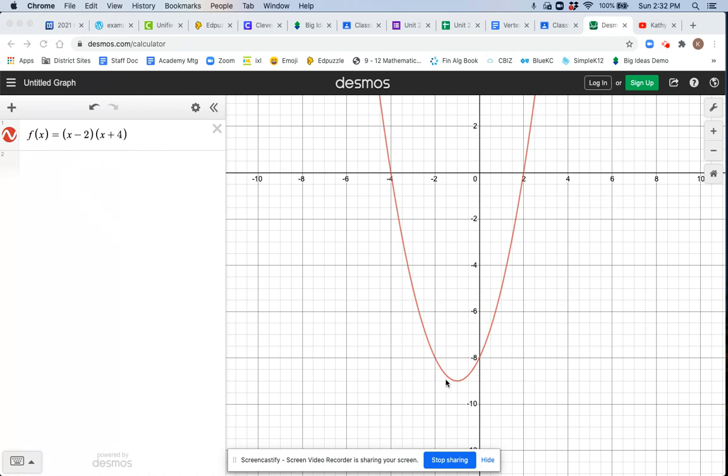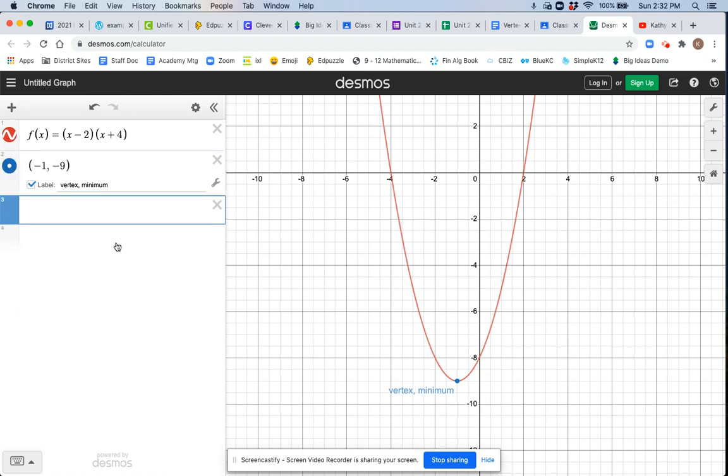So first of all, let's do our vertex like we've been doing. So we click on the vertex, and we see that it's the point -1, -9. So we write that down over here, and we label that point. So -1, -9, and label that our vertex. And we notice that that is the lowest point on our graph, so that is a minimum. So we've labeled our vertex.